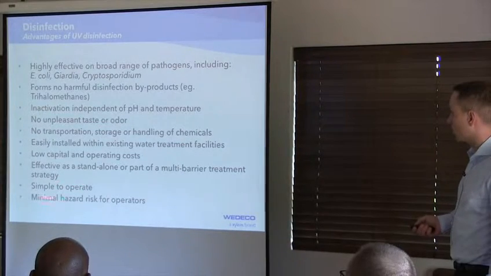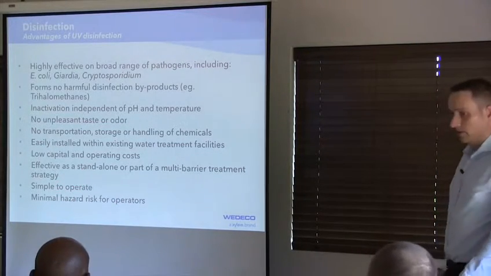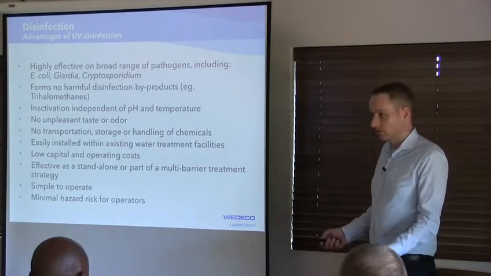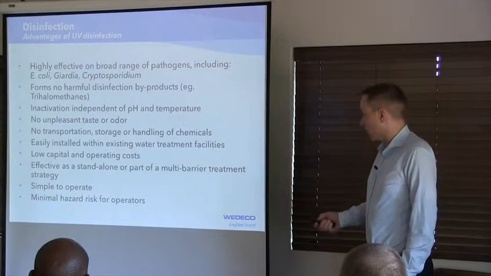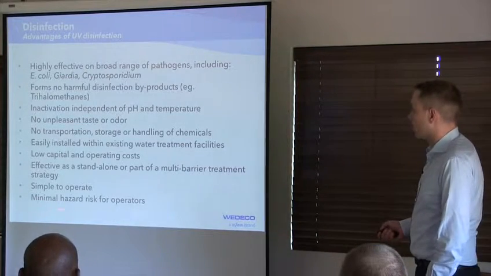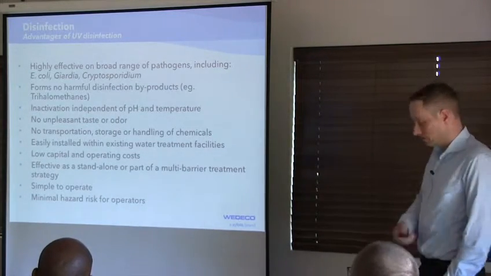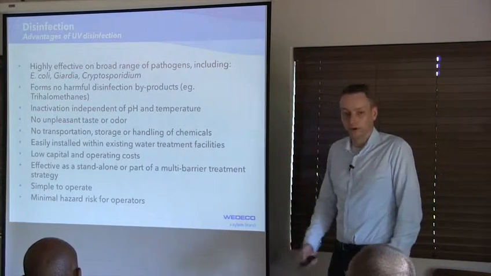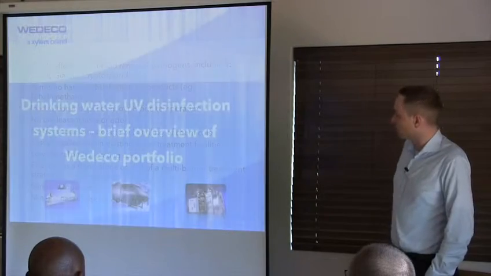So, yeah, a UV system is simple to operate. You can switch them on and leave them running without having to interfere. And compared to chlorine plants, it is only a minimal risk for the operators because there are no chemicals you have to deal with.